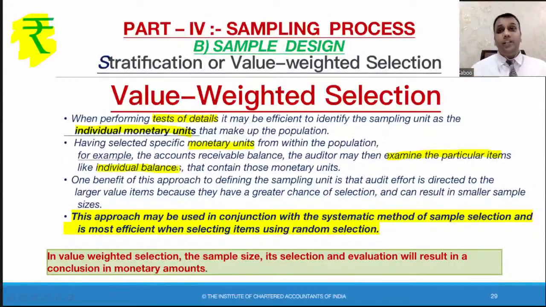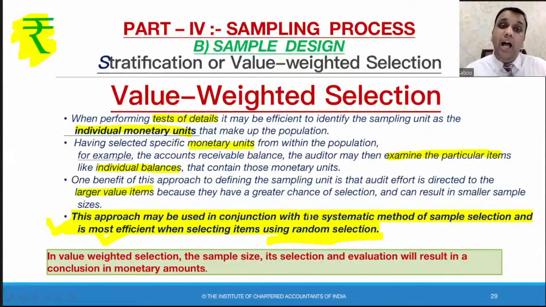So in the case of value weighted selection, we have an advantage. What is that advantage? We can concentrate our efforts more on larger value items. Like if we are auditing a client who is a jeweler, we'll definitely apply value weighted selection. Our sample size might be small, but that would be covering the larger value items. So we can use this approach in conjunction, in combination, with the systematic method of sample selection, and we get the most efficient results when we use random selection. We'll be covering what random selection is in a part to come.